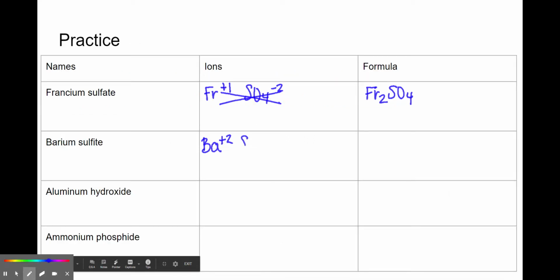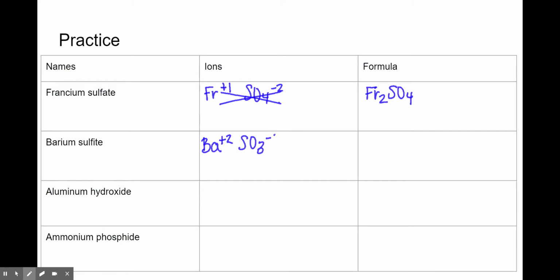So I write SO3, -2. These are the same, so I know they're going to cancel each other out whenever I bring them down. So I know it's going to be BaSO3.